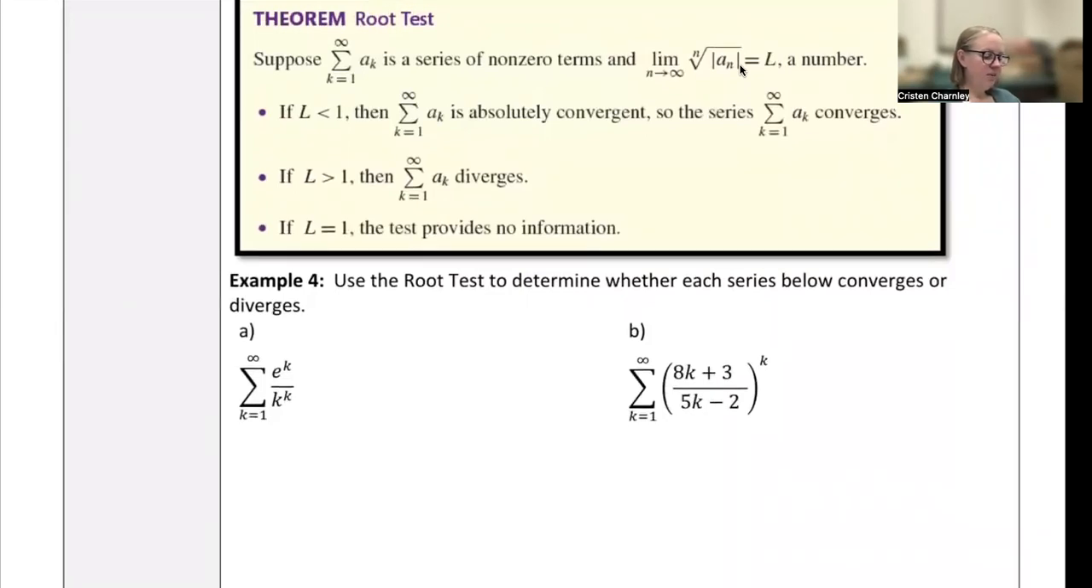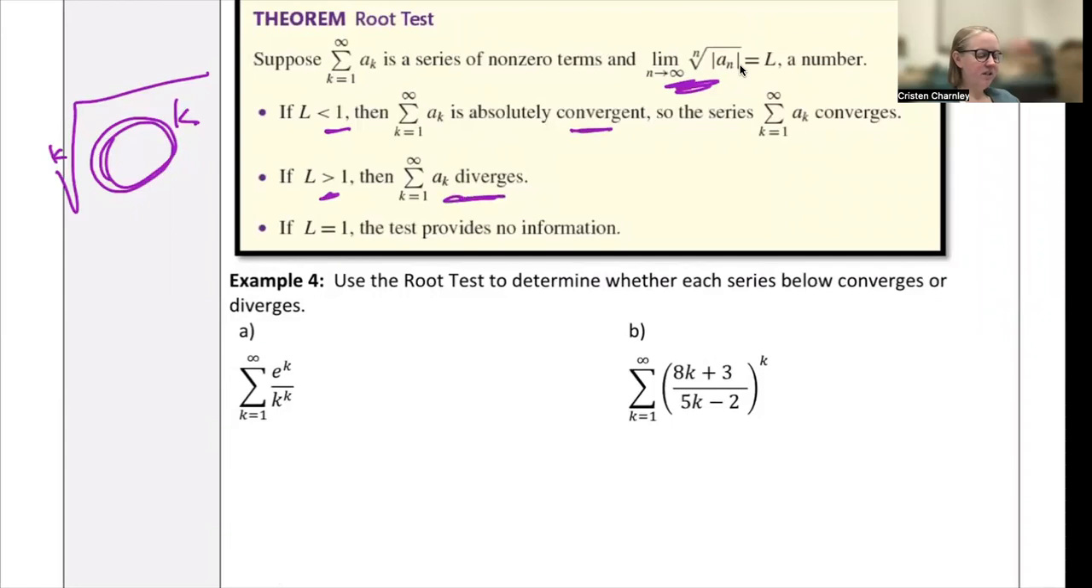Use the root test to determine whether each series below converges or diverges. So here's the real crazy thing. If you have something written to a k exponent, you can take the k root of it and then just focus on the inside. Then you want to find the limit on the inside. So if that L is less than 1, you say it converges. If L is greater than 1, you say it diverges. And if L is equal to 1, the test provides no information. It's very similar to a ratio test. What do I mean by taking the root?